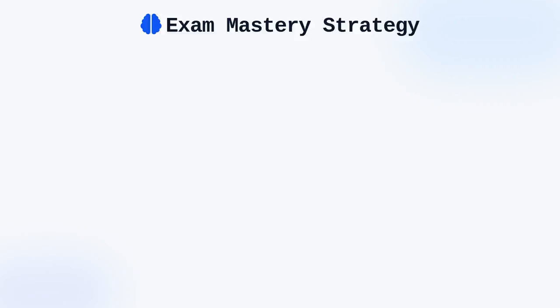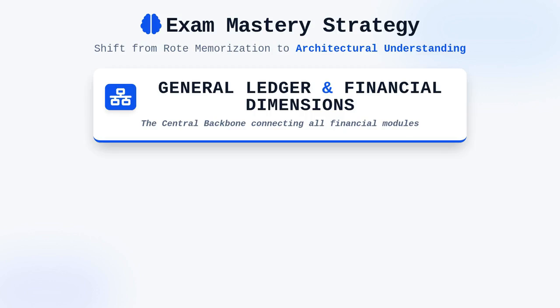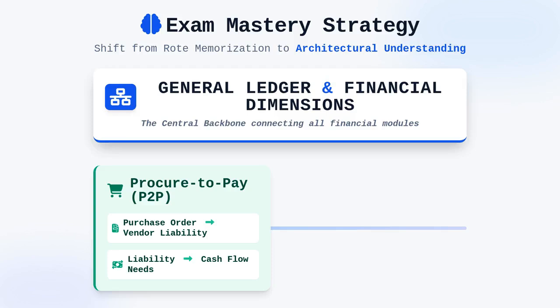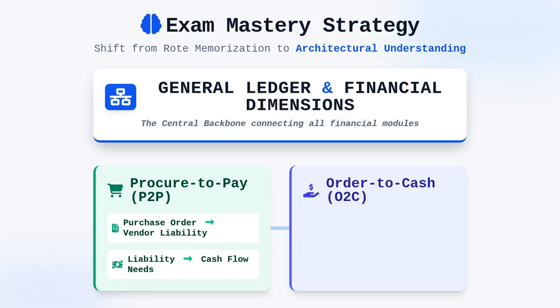To succeed in this exam, one must move beyond rote memorization and understand the underlying architecture of the platform. Think of the general ledger not merely as a feature, but as the backbone that connects procurement to cash management through financial dimensions. When we analyze the procure-to-pay cycle, the system is fundamentally tracking the transformation of a purchase order into a vendor liability, which eventually informs our cash flow requirements.